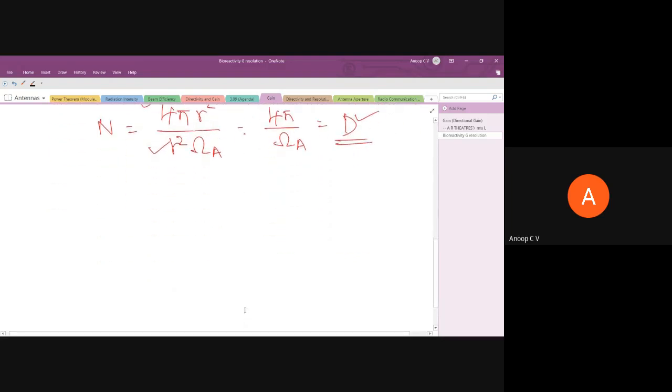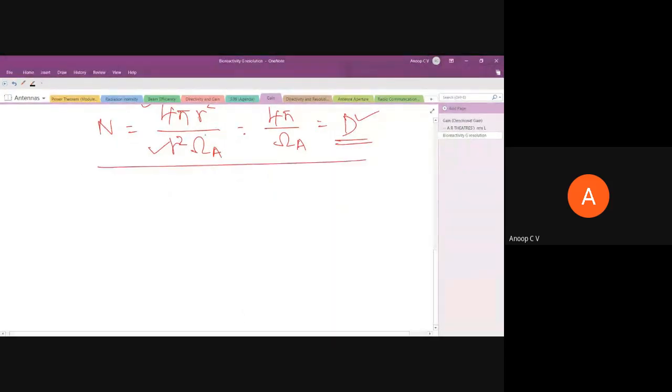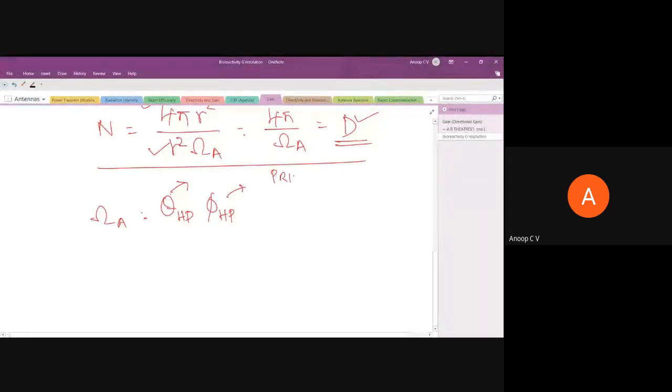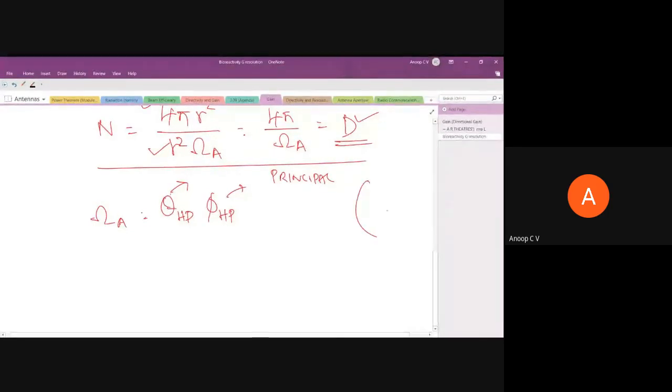Or else one more way of putting it forth is, for this 4 pi by omega A, I know this omega A is equal to theta HP times phi HP. These are nothing but the half power beamwidths in two principal planes. So if you have a radiation pattern like this again, right?